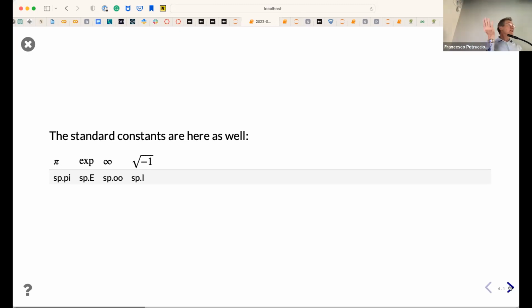Numerically you don't have infinity. You need to put a very large number. But if you do it symbolically, it's easy. And you can do complex stuff as well. So the imaginary unit is sp.I, capital I.